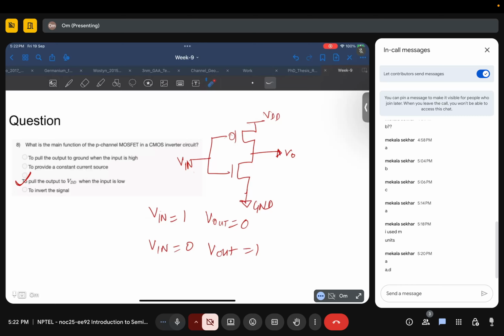Yes, NMOS provides the path to ground when Vin is 1. When Vin is 1, this will turn on, this will be off, and this will be connected to ground.